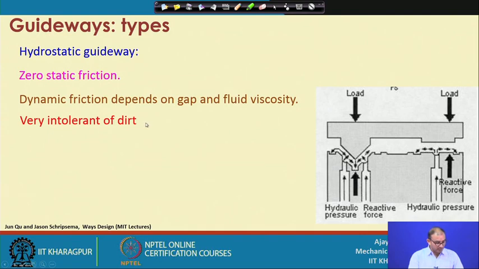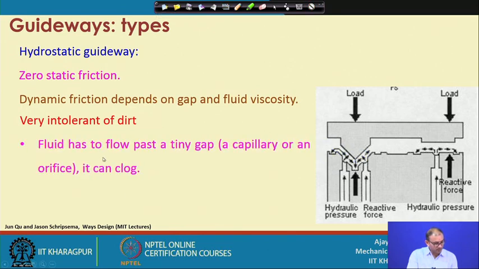Then it is very intolerant to dirt. That is a very serious thing here, because we are using liquid and this particular gap is 15 micron or so. If you are not filtering this liquid perfectly, then this dirt will create some type of problem here. It may clog this particular passage, and then you have to find some way to remove it. So the filtering of this oil, whatever oil or other liquid you are using, should be perfectly fine, without any type of impurities.